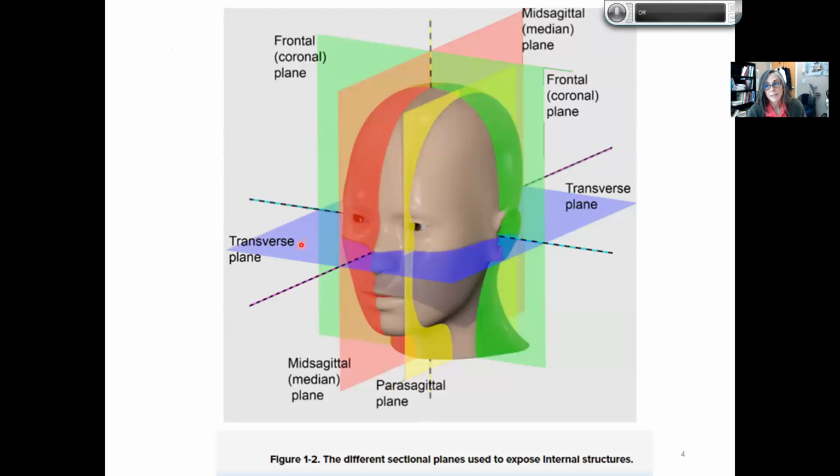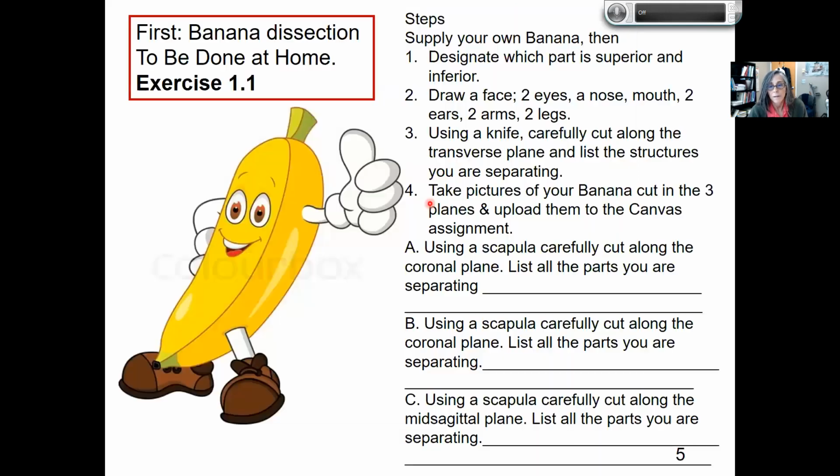Now this is just the same thing again, but this is just a reference to the head. So again, here you have your mid-sagittal between the eyes. There's another side right over here, which would be your parasagittal. Remember I said it doesn't have to be dead center. Then you have your transverse, which would separate the eyes from the mouth. Well, actually also the nose, separating the eyes and the nose from the mouth. And then you have your frontal, separating the face from the back of the head. So that should be pretty simple.